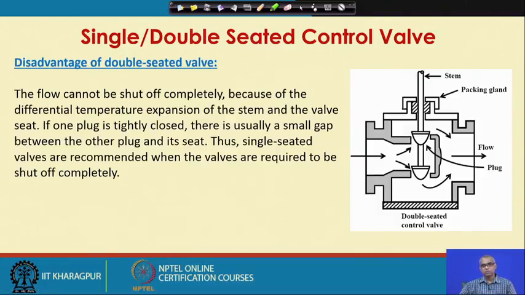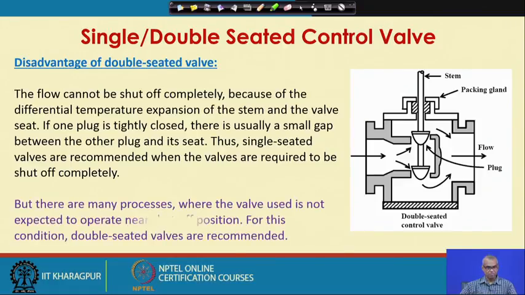In case of double seated control valve, the flow cannot be shut off completely because of the differential temperature expansion of the stem and the valve seat. If one plug is tightly closed, there is usually a small gap between the other plug and its seat. Thus, single seated valves are recommended when the valves are required to be shut off completely. But there are many processes where the valve used is not expected to operate near shut off position. For this condition, double seated valves are recommended.